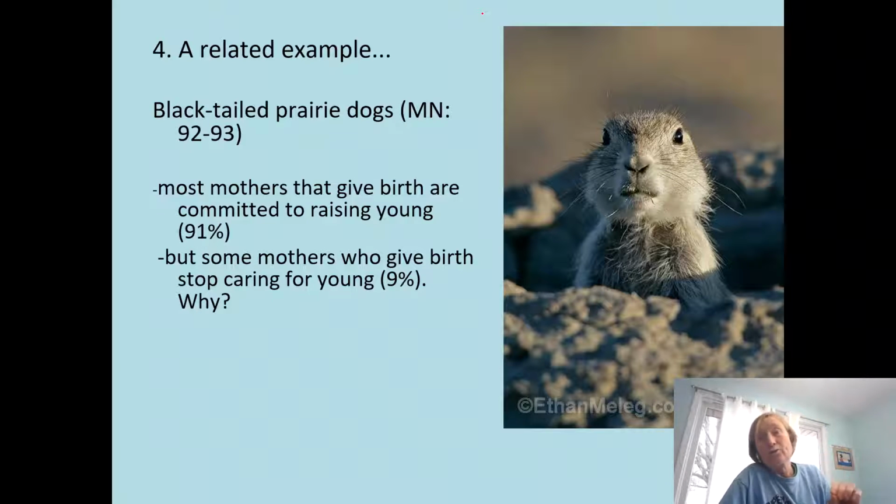Absolutely. And certainly the young care about it. The young want to be raised. But sometimes there's a conflict. Mom may not be healthy. Mom may not have enough resources to raise these young. It might benefit mom to let these young die and live for another day so that she can reproduce again and reproduce successfully. And so we think that that's one of the reasons why some moms stop caring for their young. It benefits them in the sense of their lifetime reproductive success.